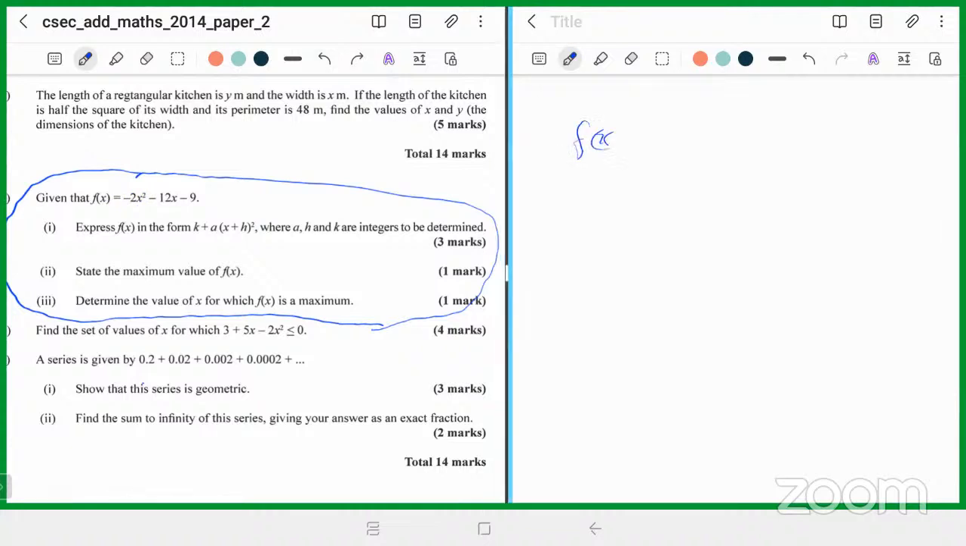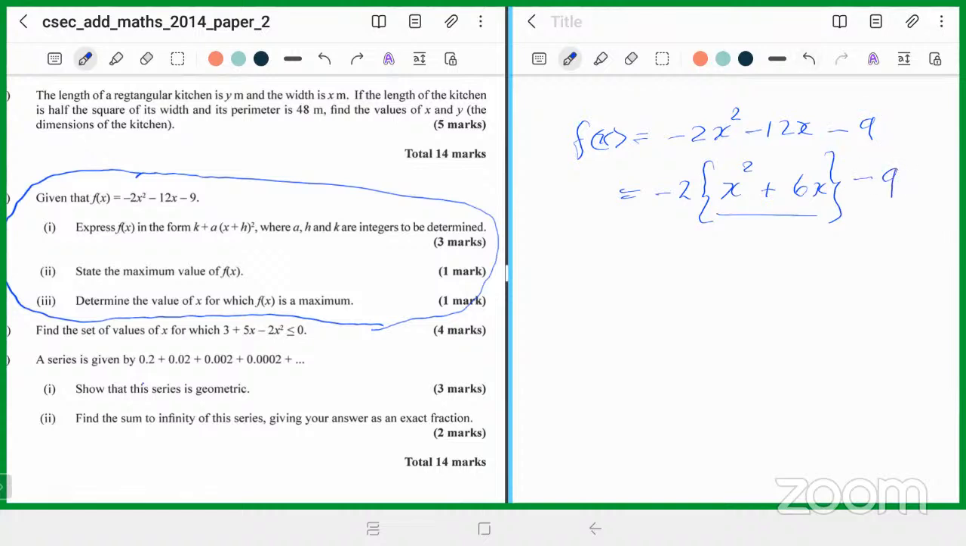So f of x is equal to -2x squared minus 12x minus 9. All the values are negative, but it's the same thing. We want to factorize away the -2 from these two terms, and because it is negative, we have to be careful. This becomes -2 into x squared, but -2 out of this is going to leave me with a positive 6x. That's where a lot of people make the mistake and put back a minus there. It's a positive. And then this -9 comes back right here.